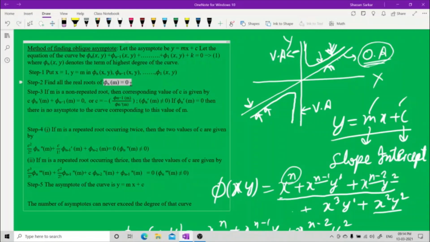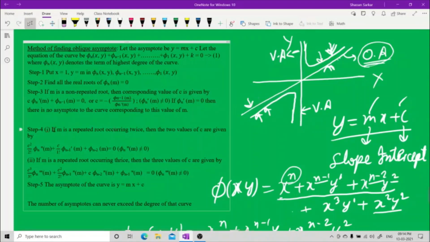If m is single, then use this approach. If it is a single root, use this approach or this approach. And if phi n dash m is 0, then there is no asymptote.